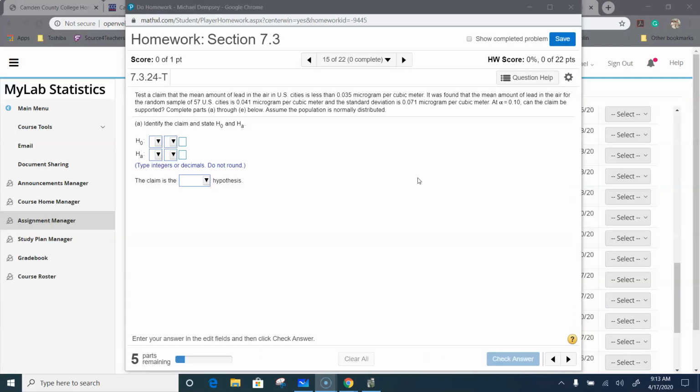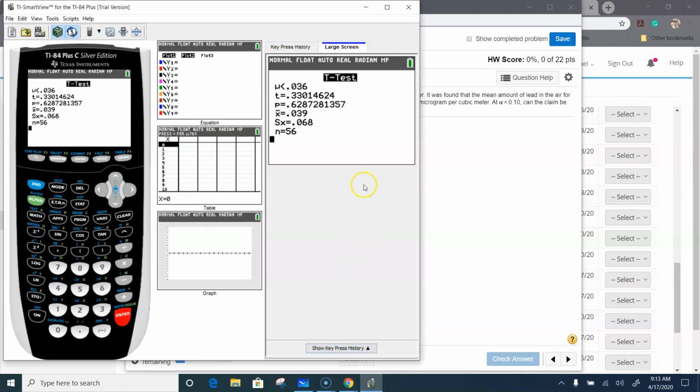Okay, so I inadvertently lost that whole entire problem. I'm not going to redo it, but I'll roll through what we do here. Your test statistic is 0.33. Okay, that's your t test statistic. It's one tail. Your p-value is 0.6287. We just round that accordingly.